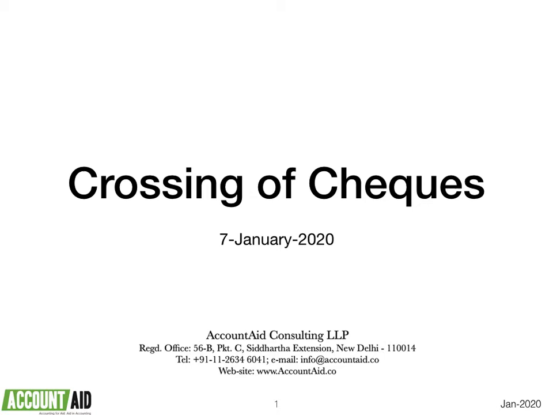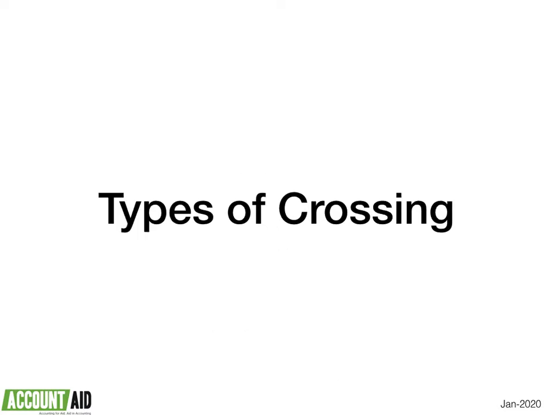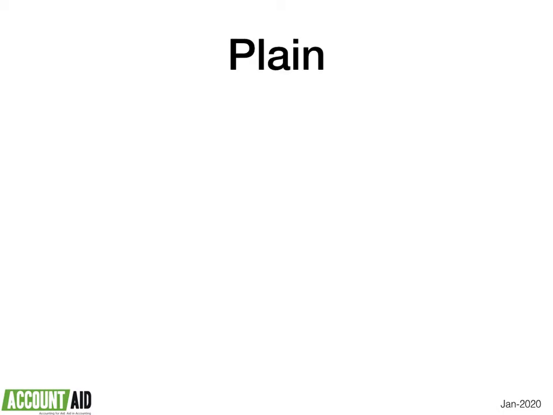Crossing of check is an instruction given by the customer to the bank on how to give payment and who can give payment. Moving on, we have three types of crossings. One is plain crossing, second is account pay only crossing, and the third is account pay only not negotiable crossing. Let's understand the plain crossing in detail.